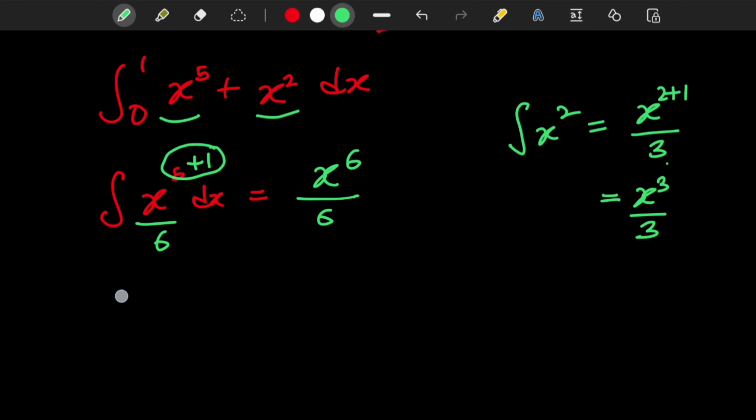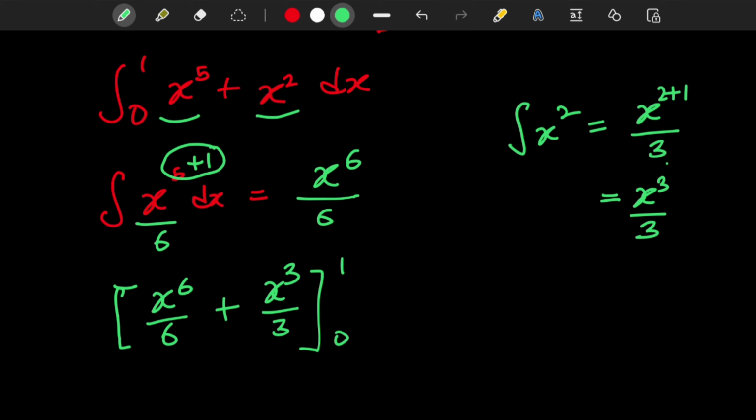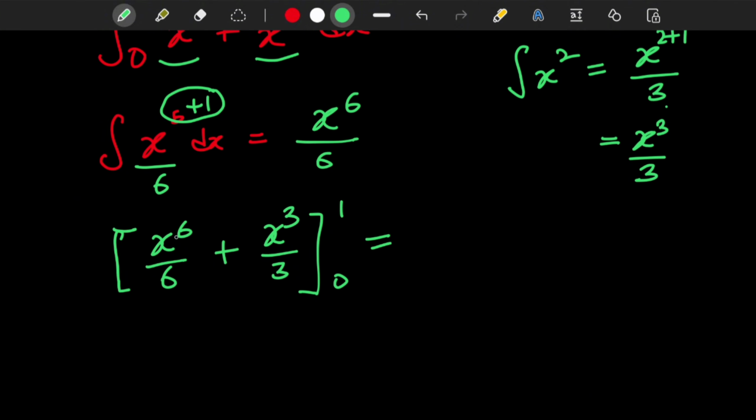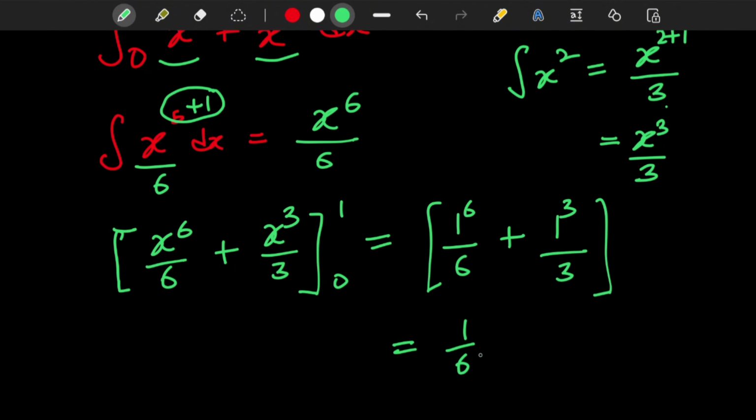Now we would have x raised to the power 6 all over 6 plus x raised to the power 3 all over 3. Then since it's a definite integral, I'm going to put these two values here. So I'm going to substitute these values into what we have here. So that would be 1 raised to the power 6 over 6 plus 1 raised to the power 3 over 3. So of course we have 1 over 6 plus 1 over 3 here.